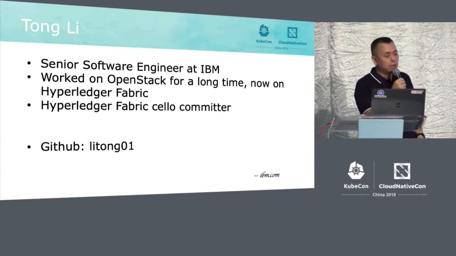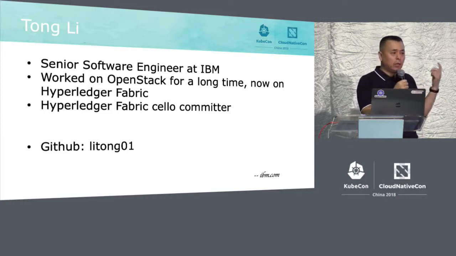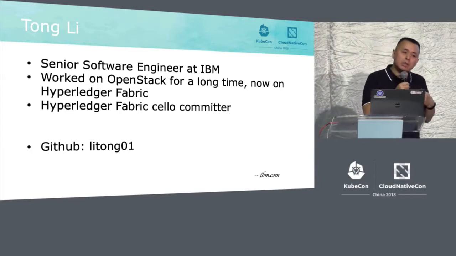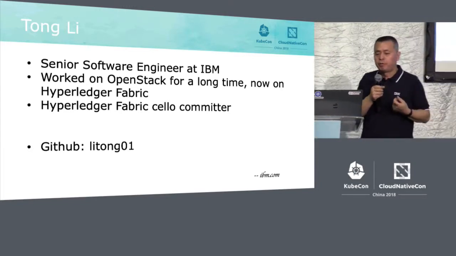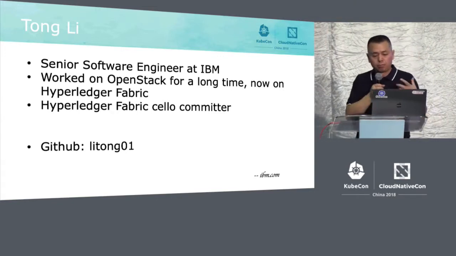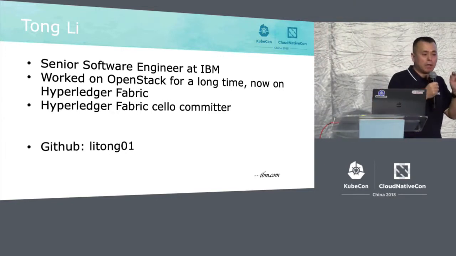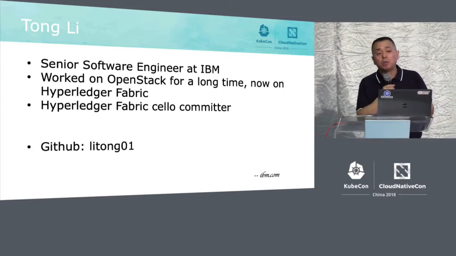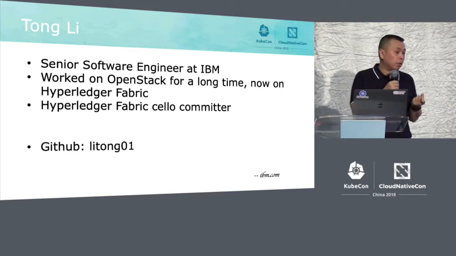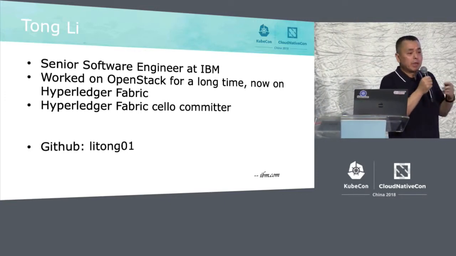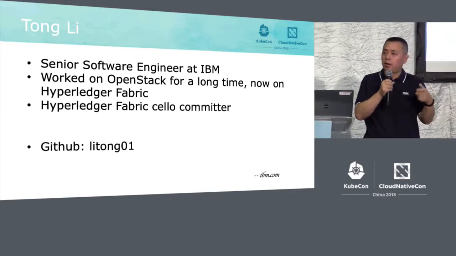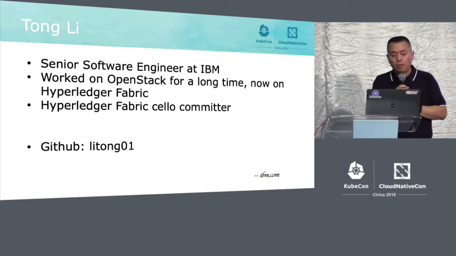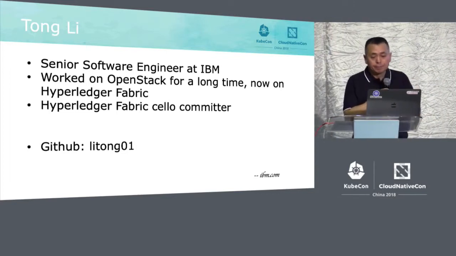I am one of the four Fabric Cello committers. I'm not going to focus on Cello in this talk, but I just want to give you a little bit of introduction about it. Cello is an installer or deployer for Fabric, for the products under the Hyperledger umbrella. So if you want to deploy a Fabric network onto some kind of environment, for example Kubernetes, or just bare metal machines, you can use Cello to do that. You can find me on GitHub.